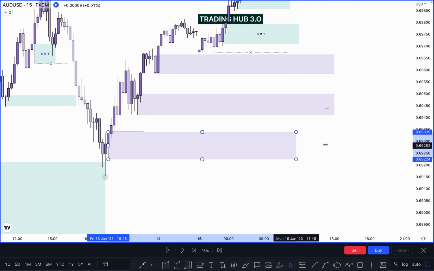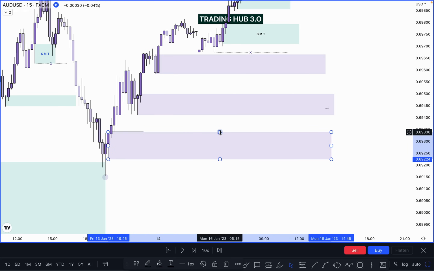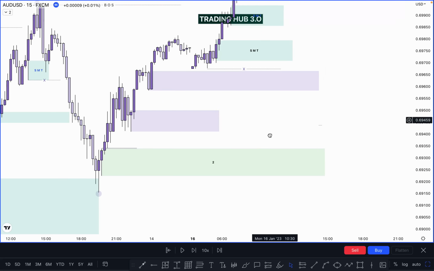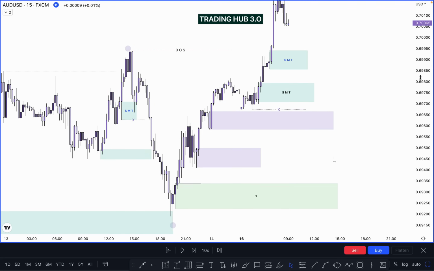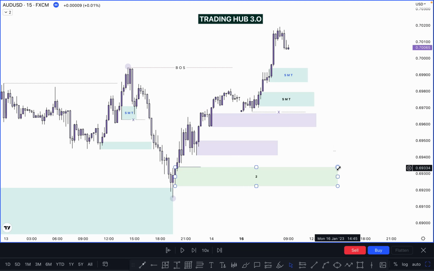First POI is here, second POI is here, and first POI is here. After taking out the inducement and after taking out the engineering liquidity, this one is our high probability POI when we can take a decision for the buy. So what is happening here? Look at this one. Even this one is our first POI when we can take a decision for the buy, and the next POI is here when we can take a decision for the buy.